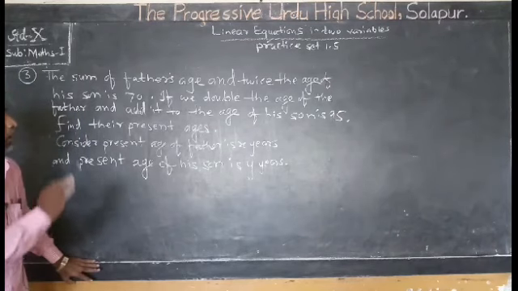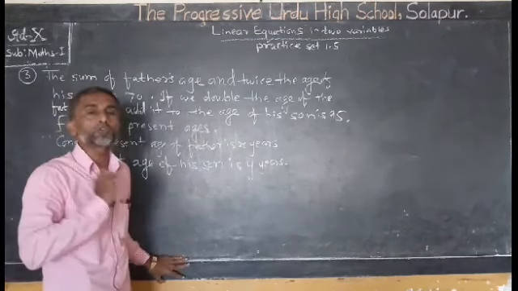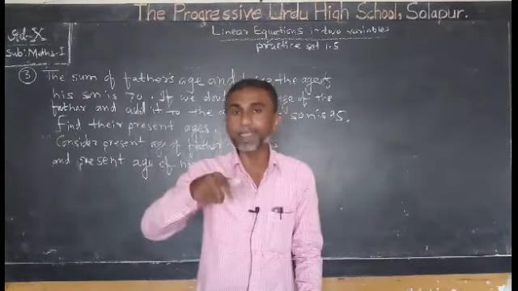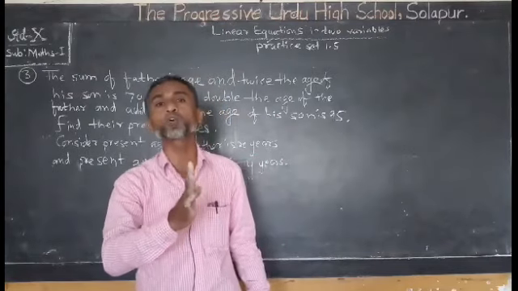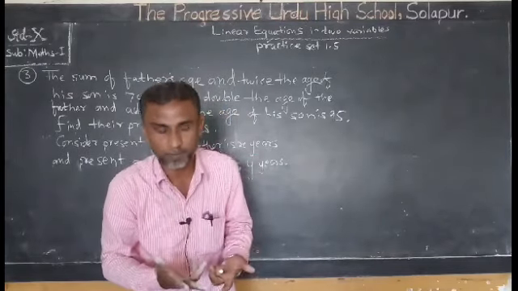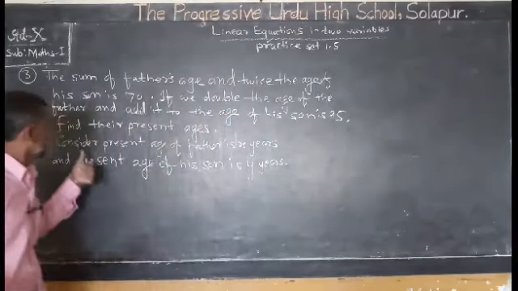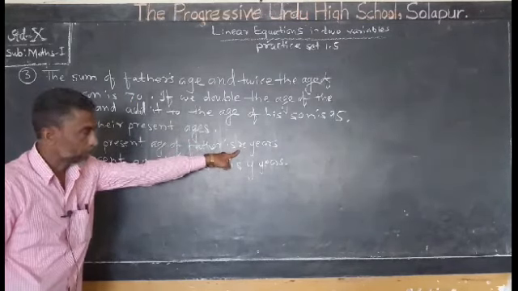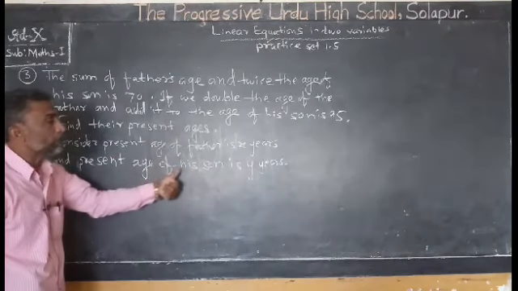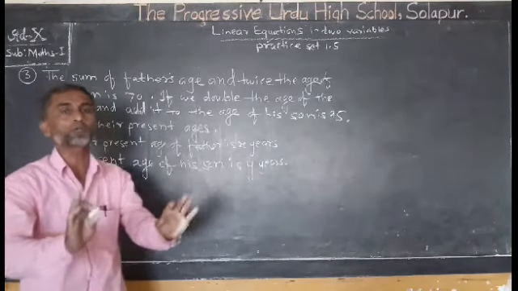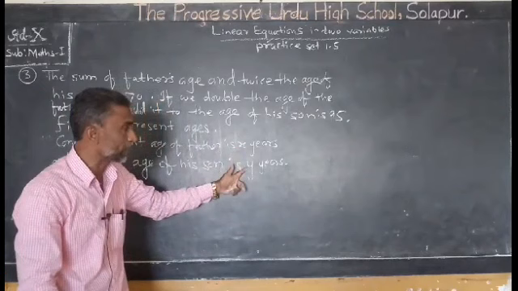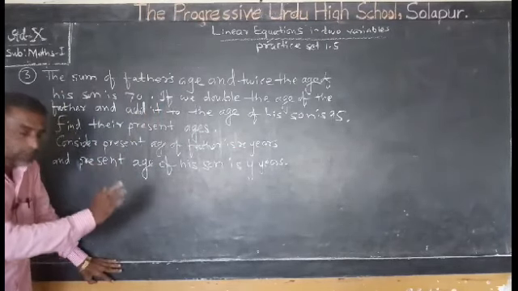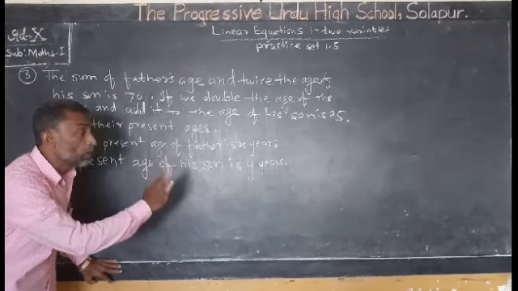We have read out the problem. Now, we should first identify the unknown quantities. Here, the age of the father and the age of his son are the two unknown quantities which we have to find. So, consider the present age of father as x years and the present age of his son as y years. First, you have to consider proper variables x and y.